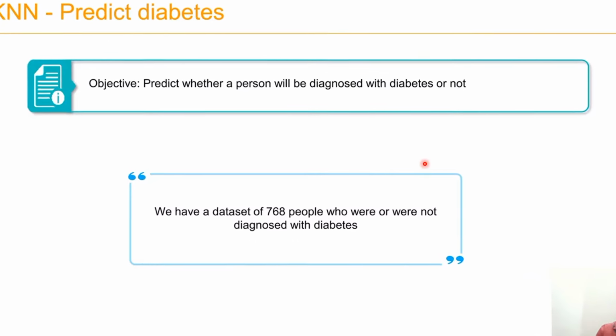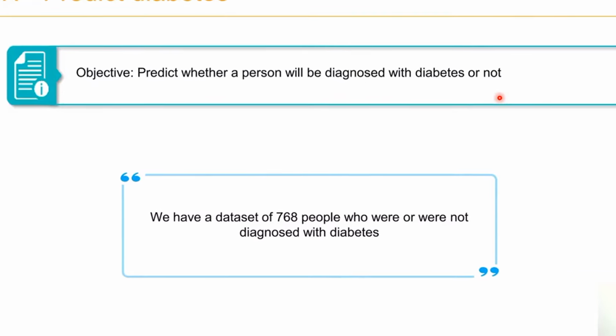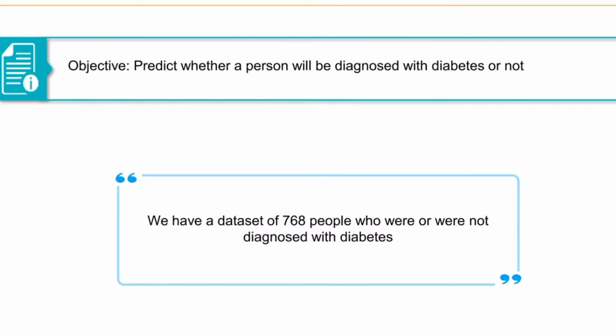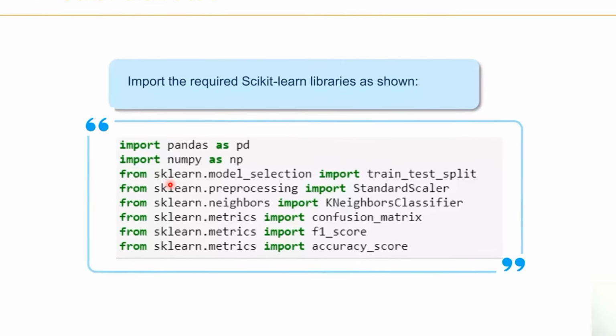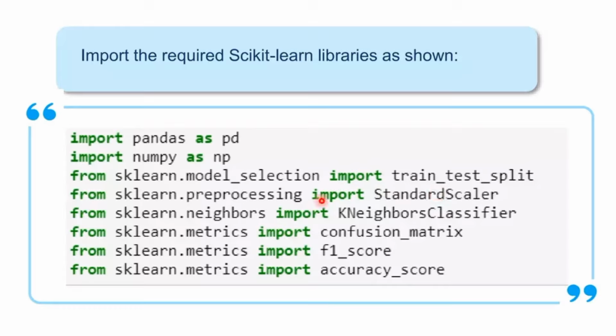Here our objective is to predict whether a person is diagnosed with diabetes or not. So we have a data set of 768 people. Now we have to find out who is diagnosed with diabetes or not. The first step is to import all the required scikit-learn libraries: train test split, then StandardScaler for the scaling operation, then KNeighborsClassifier, then confusion matrix, then for performance measure, F1 score and accuracy score.